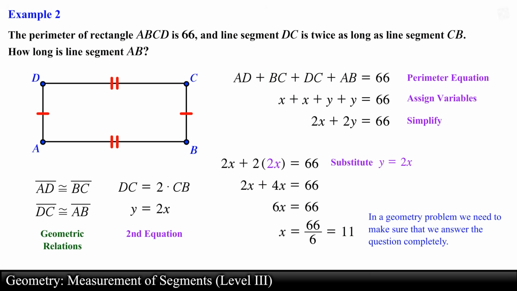So we know from the facts that segment DC is twice the length of segment CB. Since the length of line segment BC is 11, then the length of line segment AB is equal to twice this number, in this case, 22. So this is our final answer.